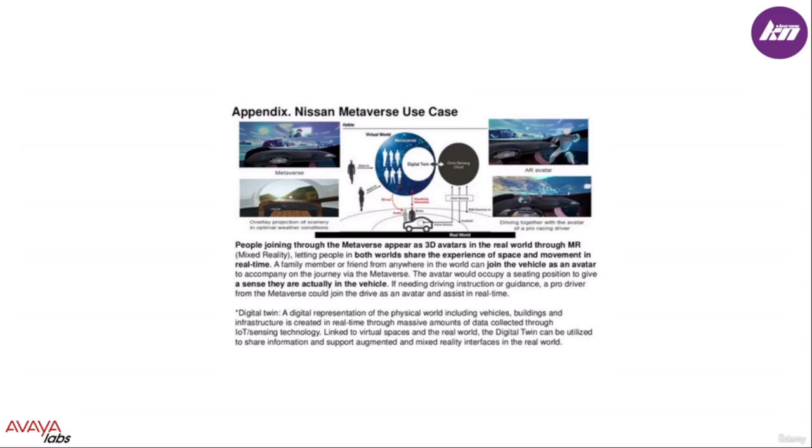So think about it in terms of customer service. How good and awesome would it be to have additional tools like a digital twin for customer service? Now, what is a digital twin? It is a digital representation of the physical world, including vehicles, buildings, and infrastructure, created in real time through massive amounts of data collected through IoT and sensing technology. It is linked to virtual spaces and the real world. Digital twins can be utilized to share information and support augmented and mixed reality interfaces in the real world.